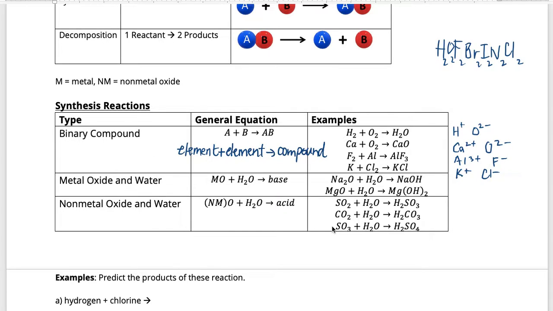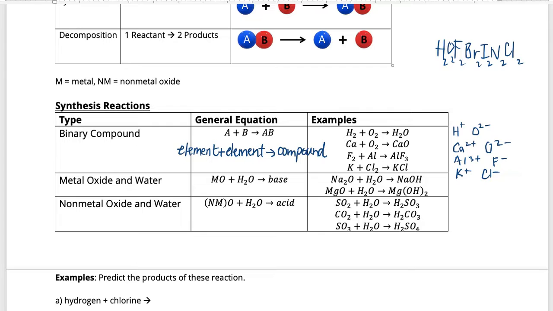Okay, here's our next example of a synthesis reaction. If you have a metal oxide, so some sort of metal with oxygen in a compound, and you're combining it with water, you're going to undergo a synthesis reaction. Okay, so metal oxide with water, and then what will happen is it'll form a base. So the examples that I'll provide you is that base, right, it'll have the hydroxide ion.